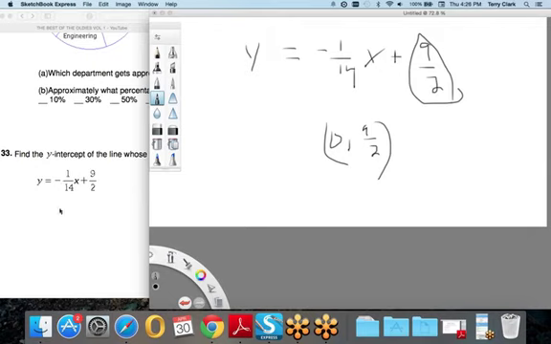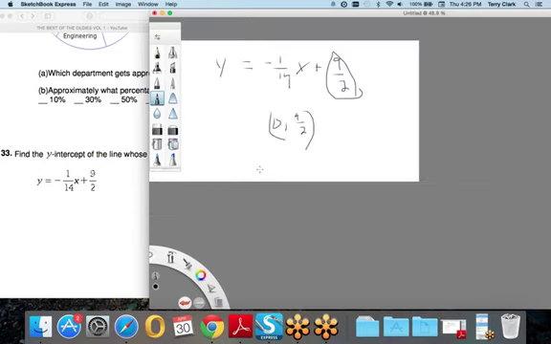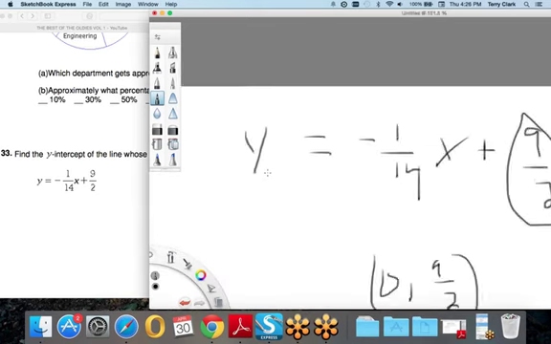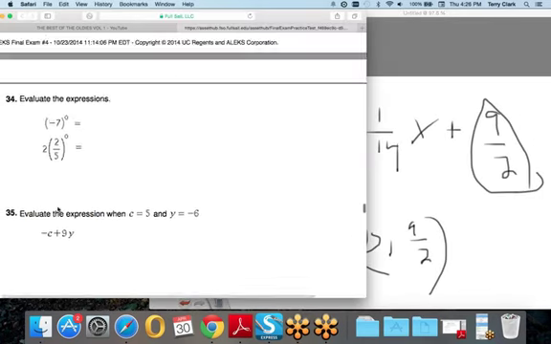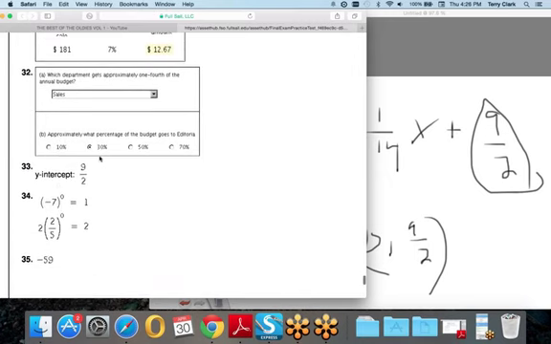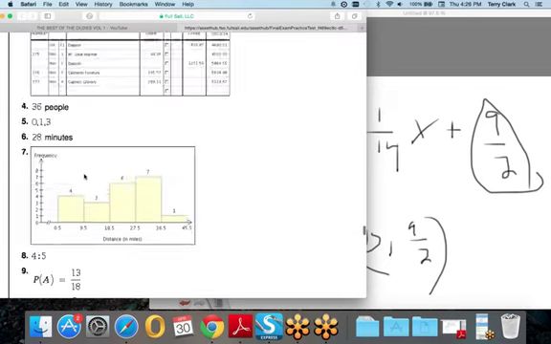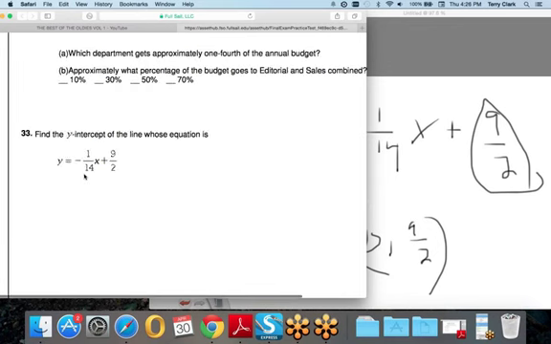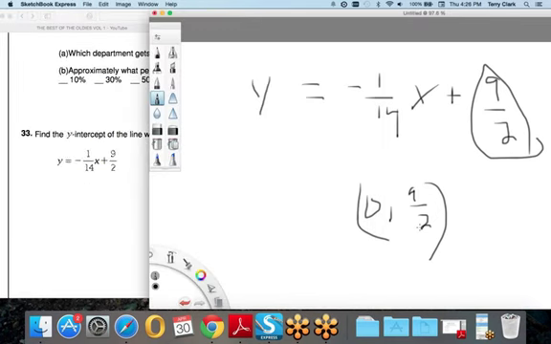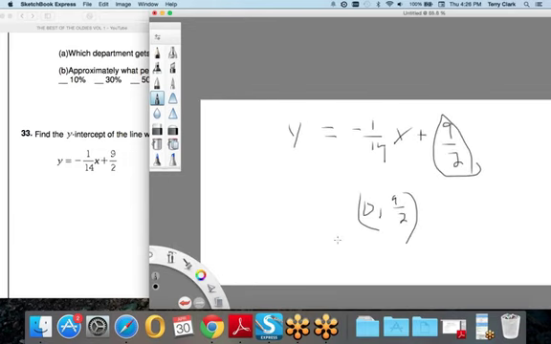Now, it may just ask for 9 over 2. It may just say y equals 9 over 2 or y-intercept equals 9 over 2. What we can do is look at how they answer, what form they want the answer in. They just say 9 over 2 right there for 33. One of the things that I would suggest you do is make sure you look at the form the answer should be written in, because we could also put it as the ordered pair of 9 over 2.